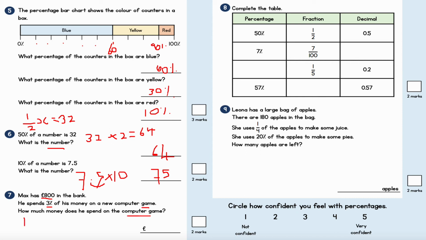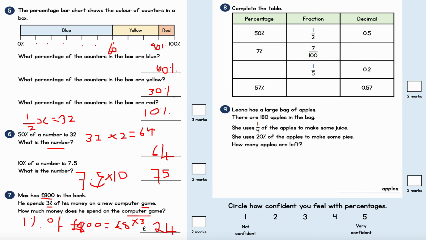Well, 1% of 800 means that I divide it by 100, because 10% I divide by 10, so 1% means that I divide it by 100. So 800 divided by 100 is equal to £8, but I want 3%, so I'm going to multiply that by 3. So 8 times 3, or I can do 8 add 8 add 8, and the answer we get is £24.